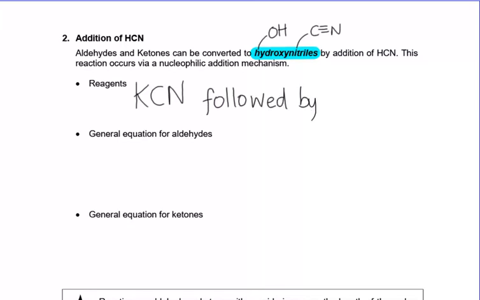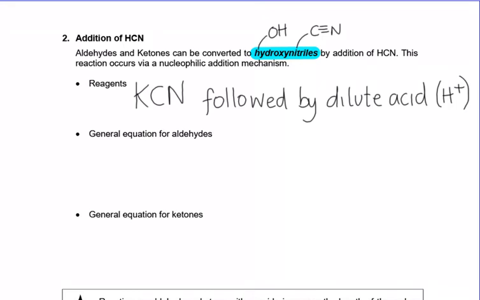So a dilute acid could be something like hydrochloric acid or aqueous sulfuric acid. It's going to be a source of hydrogen ions. So KCN followed by a dilute acid. Now for our equation, we can just add the HCN formula, but in our mechanism we need to remember where they came from, so what our reagents were.